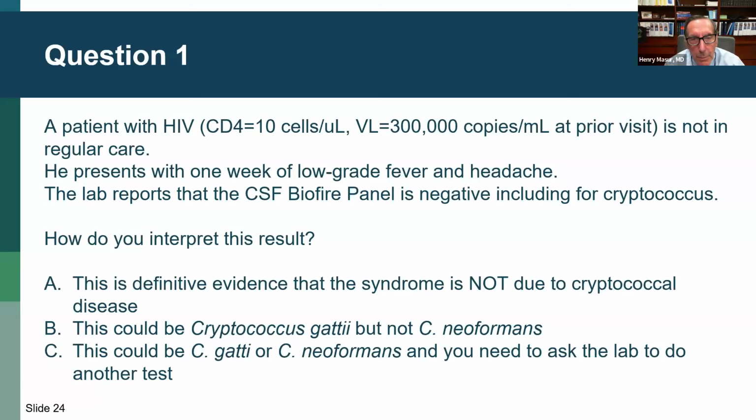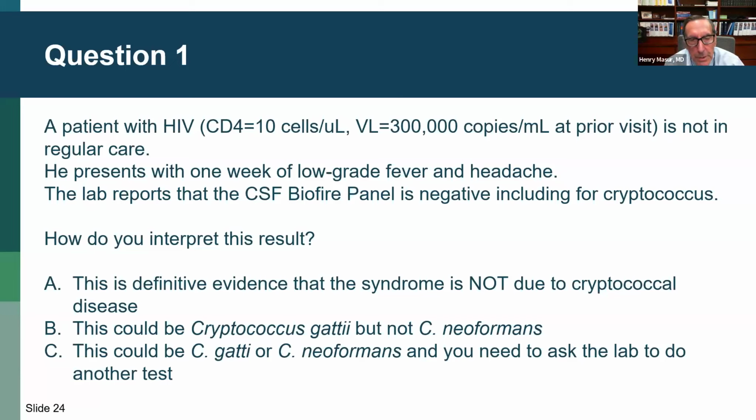Again, your typical patient with no CD4 counts and a high viral load comes with 1 week of a fever and a headache. The lab reports that his CSF BioFire panel is negative, including for Cryptococcus. How do you interpret this result?